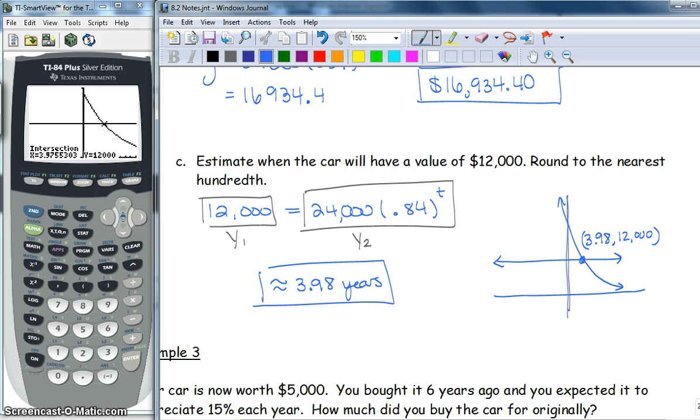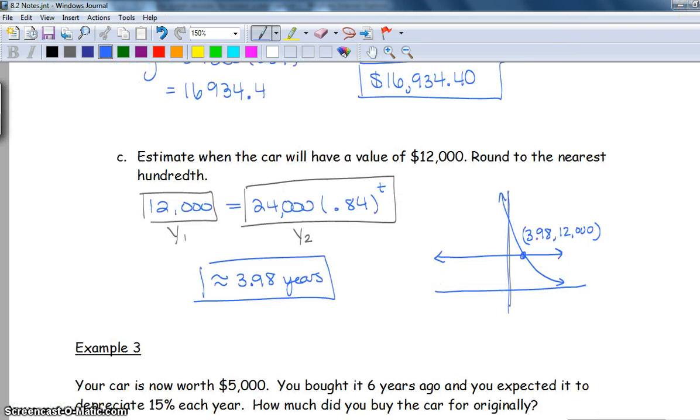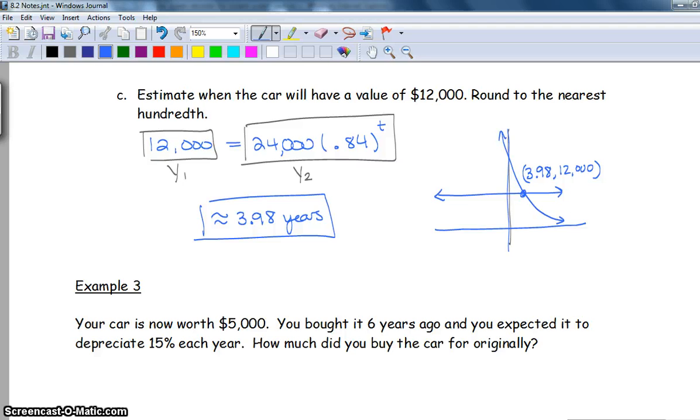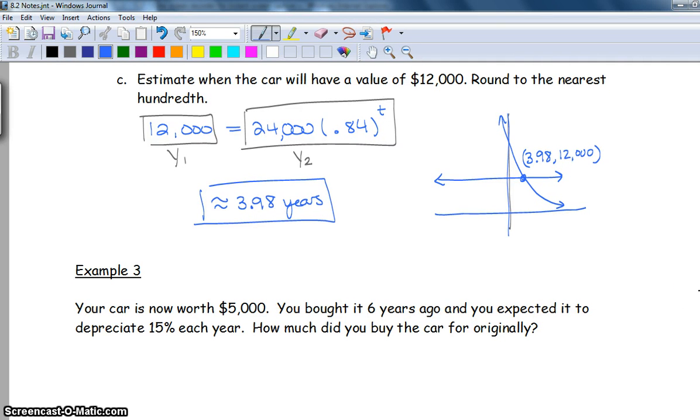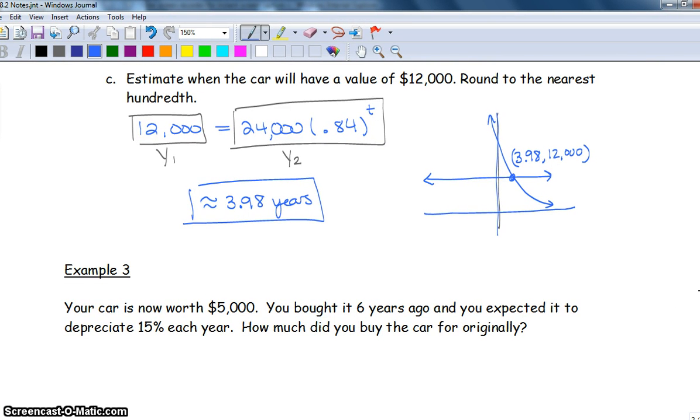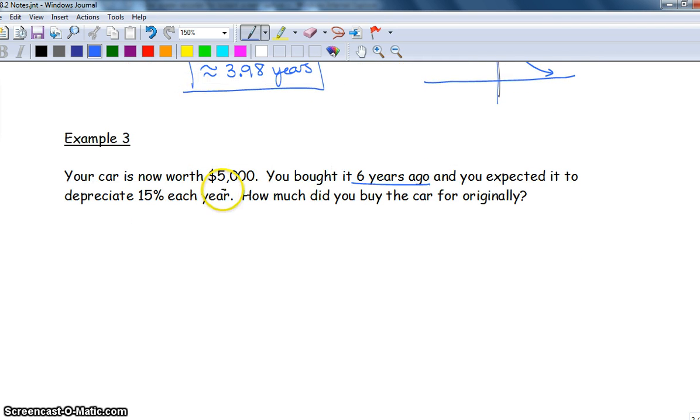Alright, and our last problem. Your car is now worth $5,000. You bought it 6 years ago, and you expected it to depreciate 15% each year. This time we want to find out how much we actually purchased the car for originally. So this is our y, this is our t, and this is our rate. We're trying to find that original amount, that A value.